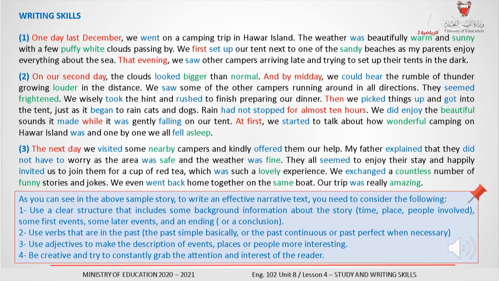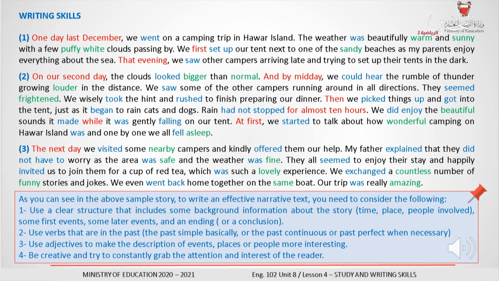As you can see in the above sample story, to write an effective narrative text, you need to consider the following. 1. Use a clear structure that includes some background information about the story, such as time, place, people involved, some first events, some later events, and an ending or a conclusion.